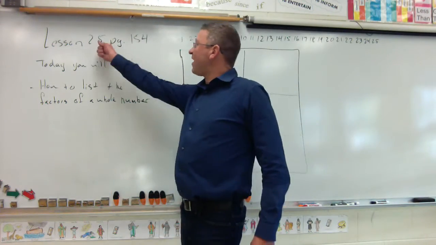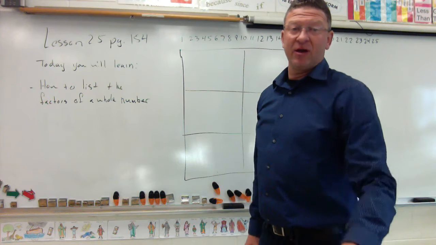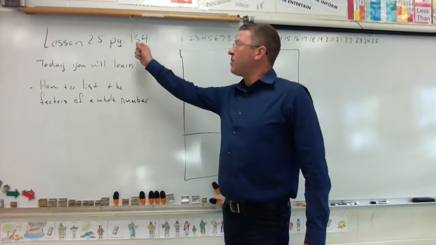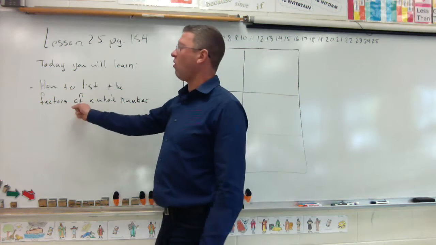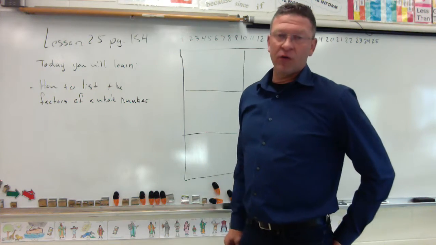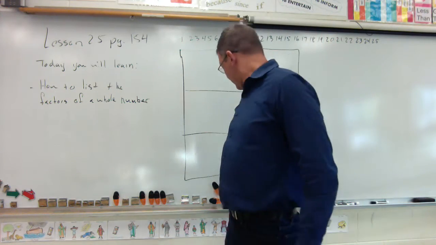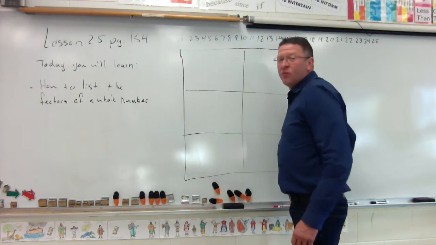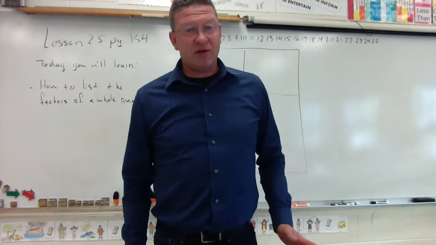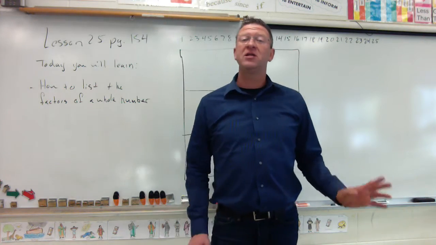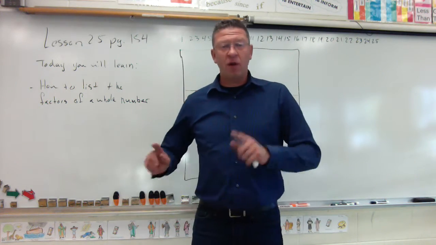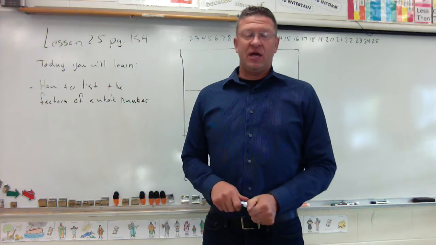We're on lesson 25. If you can join me in your books today, it'll be good for you to have those books out. It's on page 154. Today you're going to learn how to list all the factors of a whole number. I'm going to show you a couple different ways of doing it, and then hopefully some of these you'll start to memorize, okay? We're going to be asked for factors for a lot of reasons later in the year, especially with fractions. So up until then, we'll be working on factors in our lessons.